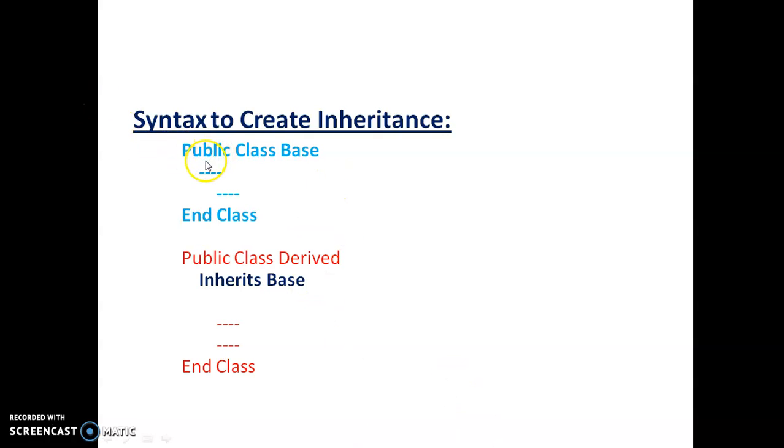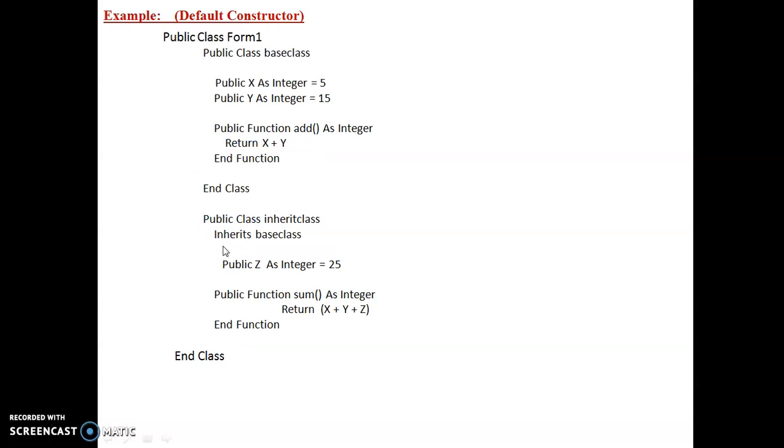As usual, you already know how to define the class. So this is the base class and this is the inherited class. When you want to inherit a particular class, you have to use the keyword called inherits. Inherits is the keyword which is used to derive from the base class. Now the base class is defined here, and in the derived class, inherits base means derived is a new class which is inherited from the base class, and this is what the syntax is.